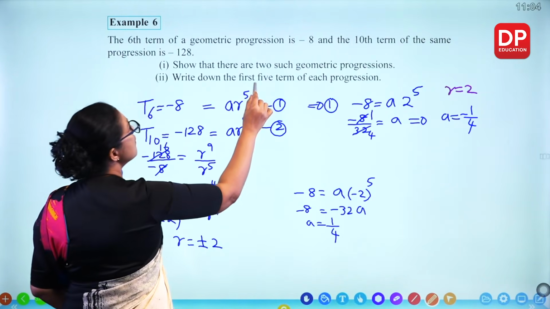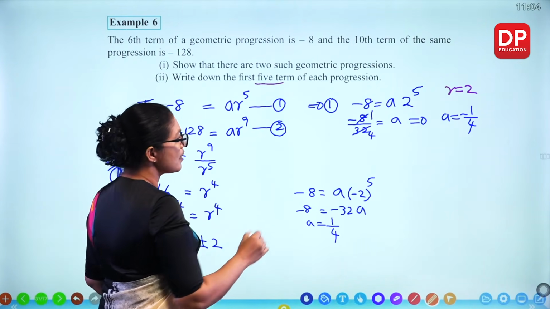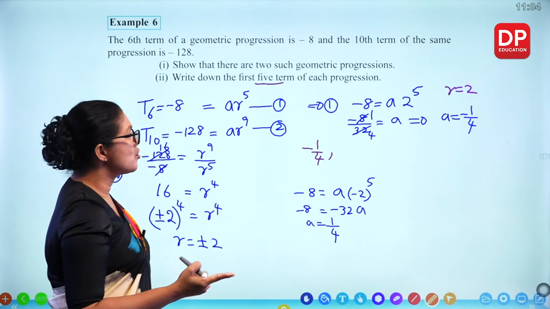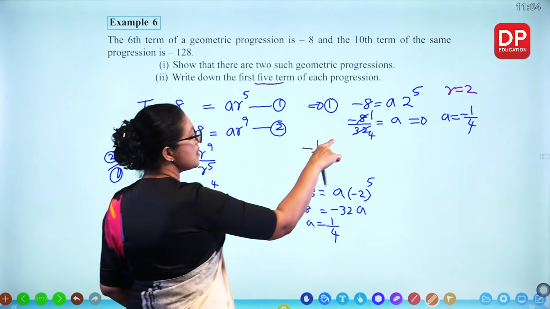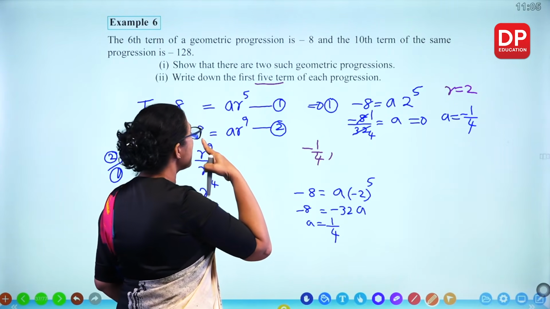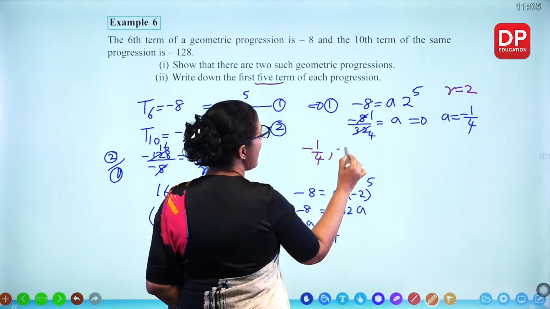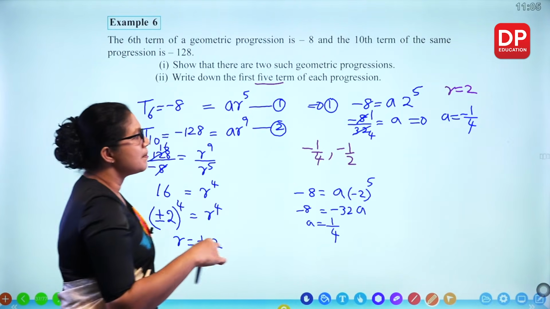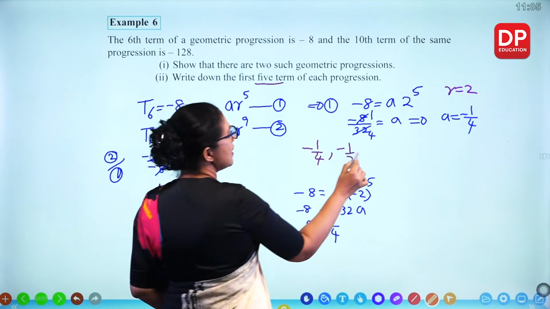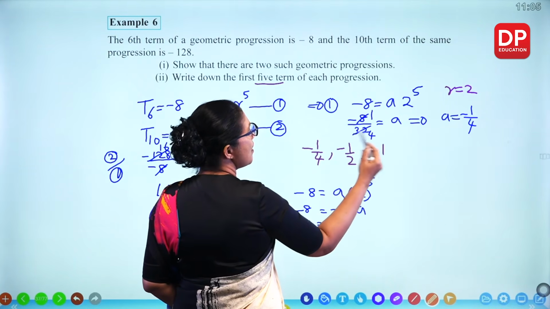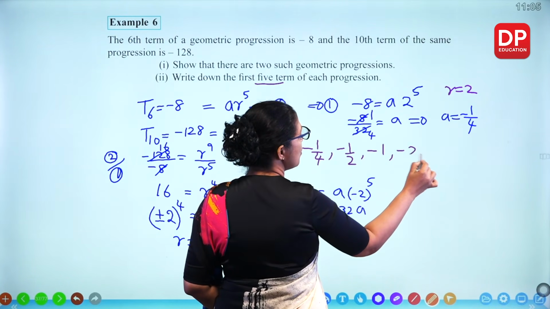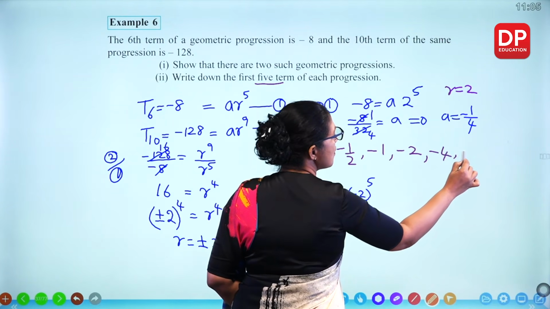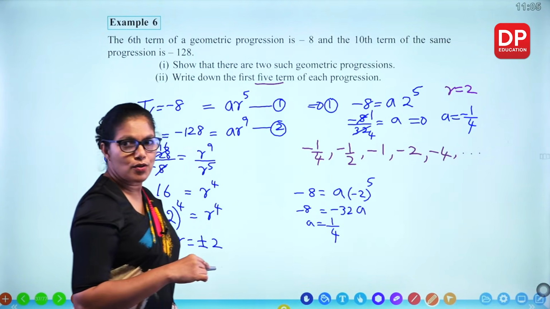What are the 5 terms? Starting from minus 1 over 4. Multiplied by 2. So when you multiply, 2 and 4 get cancelled out. You get minus half. Multiply by 2 again, you get minus 1. Minus 1 multiplied by 2, minus 2. Minus 2 multiplied by 2, minus 4.